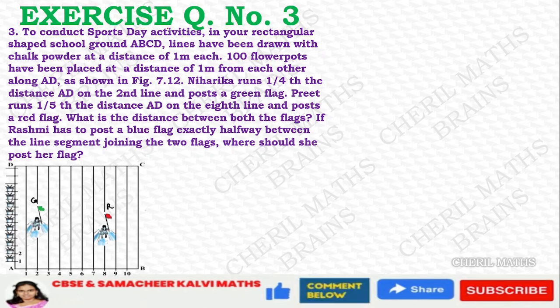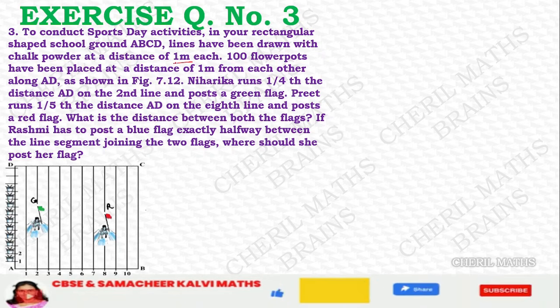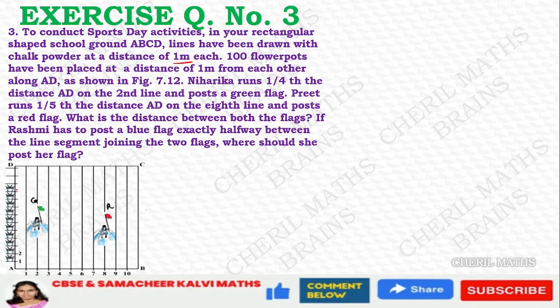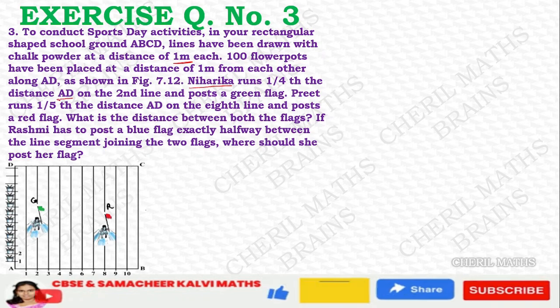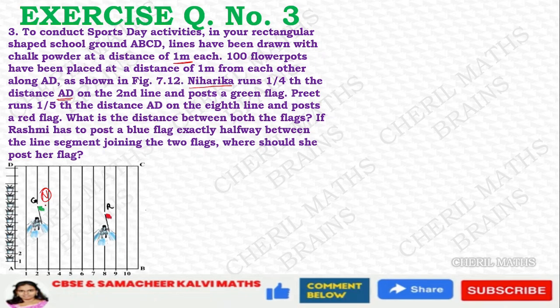To conduct sports day activities in your rectangular shaped school ground, lines have been drawn with chalk powder at a distance of 1 meter each. 100 flower pots have been placed at a distance of 1 meter from each other along the line AD as shown in the figure. Niharika runs 1/4 of the distance AD on the second line. You can see here on the second line. So this is Niharika and she posts a green flag. So this is the green flag.